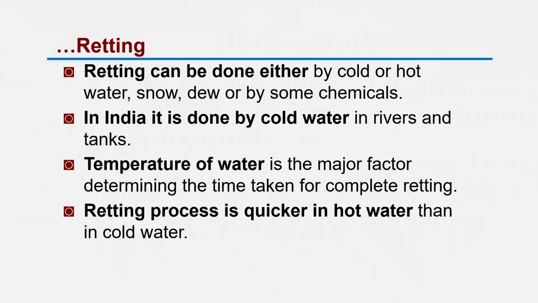If temperatures are too low or too high, they will definitely reduce the activity of microbes and finally the process of retting. Therefore, some optimal temperatures have been identified for faster retting of the process. So, the retting process is quicker in hot water than in cold water, because in cold water the activity of microbes is slower. However, in hot water the activity of microbes is faster. So, therefore, in hot water you get faster or better retting process.